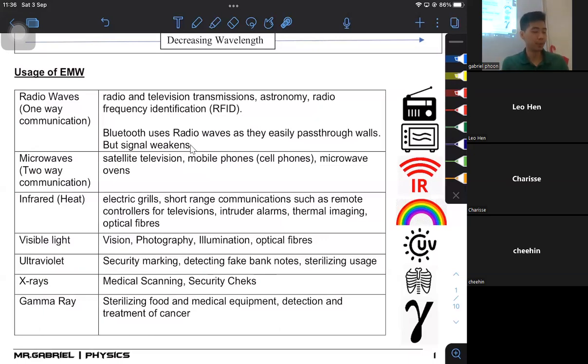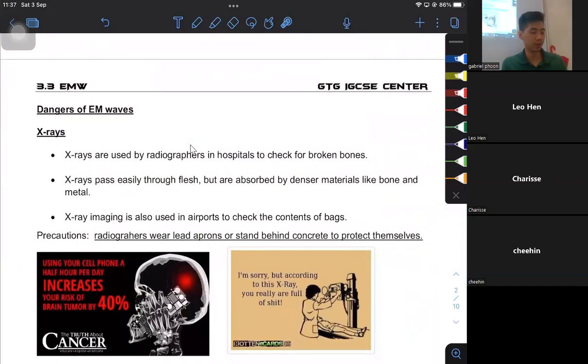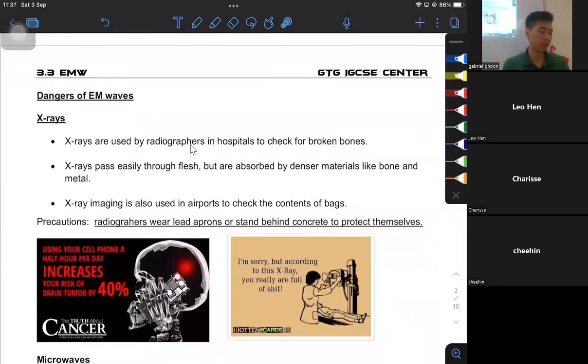Good, 100% absorption rate, just what I like. And then these are just the basic usages of each and every one of these things. So if we talk about dangers of electromagnetic waves, guys, X-rays are the most common.